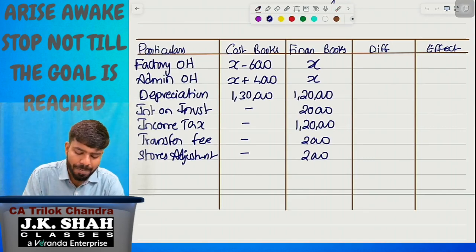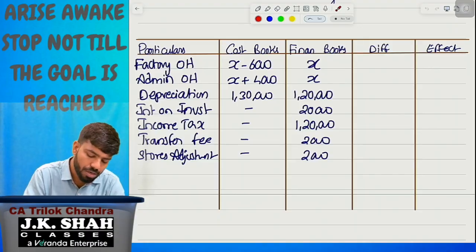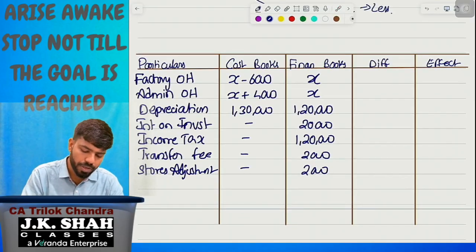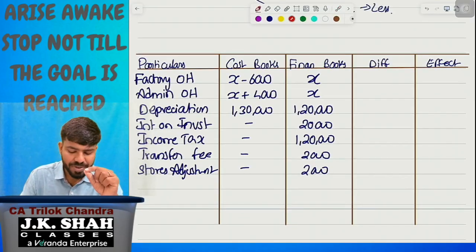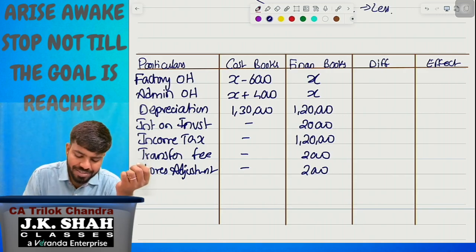You tell me, X minus 6,000 minus X. See, I'm telling again, I am going to take the loss as per cost books, so I take the cost books first and then the financial books. Now it's time to calculate the difference. X minus 6,000 minus X: minus X plus X will get cancelled. Result is minus 6,000. X plus 4,000 minus X: again X will get cancelled, plus 4,000.